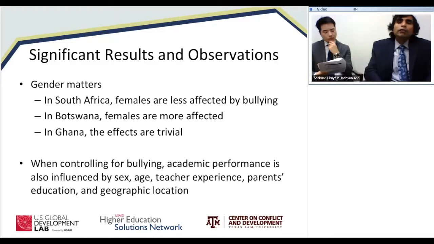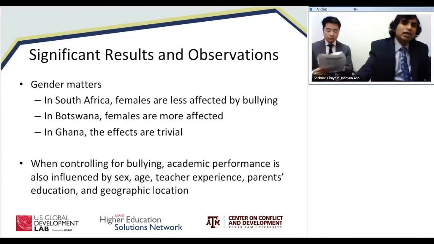When controlling for bullying, academic performance is also influenced by sex, age, teacher's experience, parents' education, and geographic location. So specifically, students' sex, age, teacher's experience, parents' education, and geographic location are also found to be drivers of academic performance. But in all cases, bullying appears to be one of the most significant drivers of learning outcomes in all three countries.